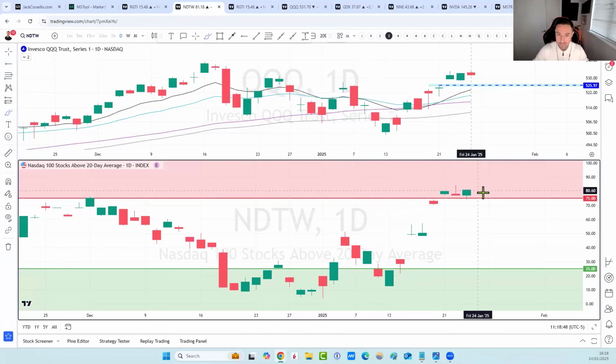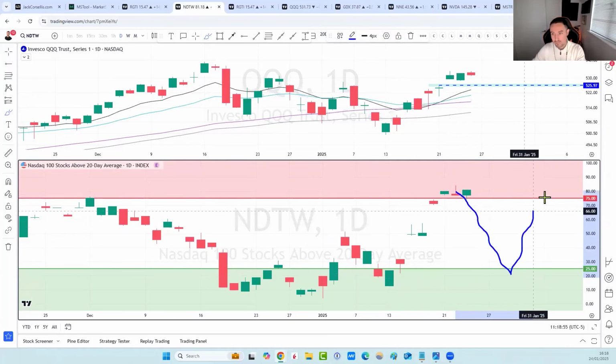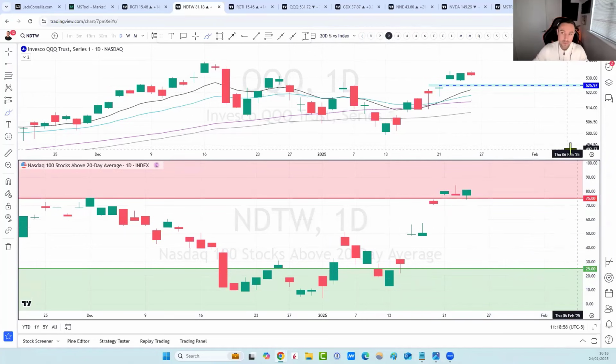Where are we from a breadth standpoint? 20-day moving average readings are up here in overbought territory. What I think is probably going to happen is it's going to flow from overbought to oversold, back to overbought, back to oversold. That's how it's going to wiggle and jiggle, I think.